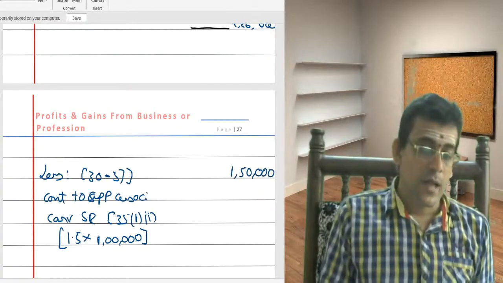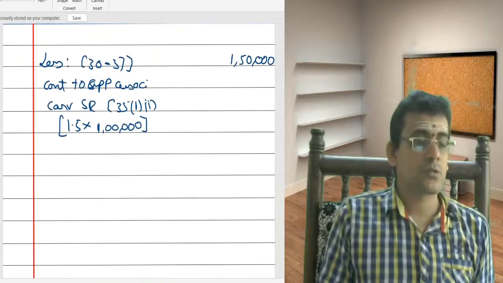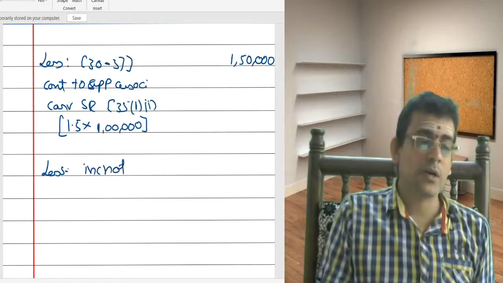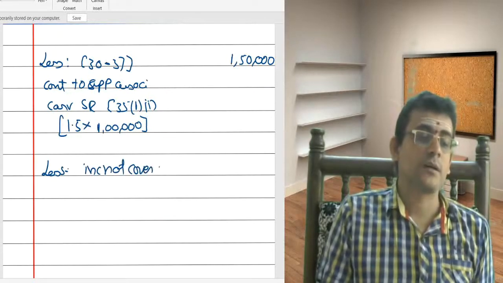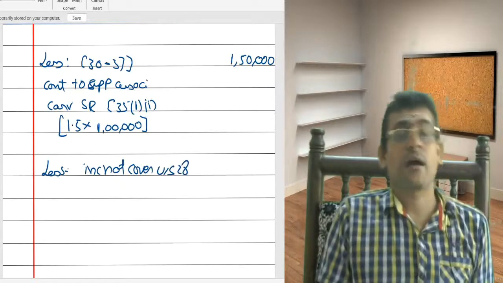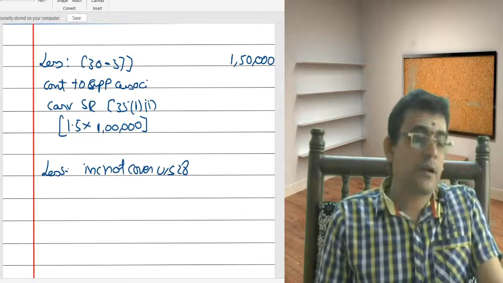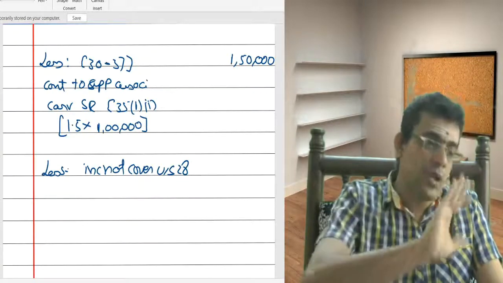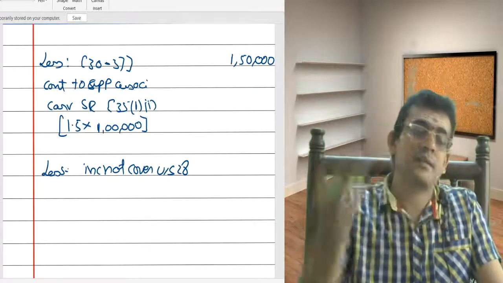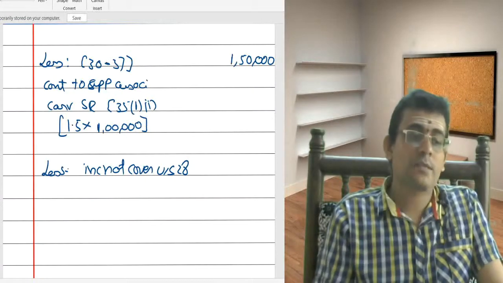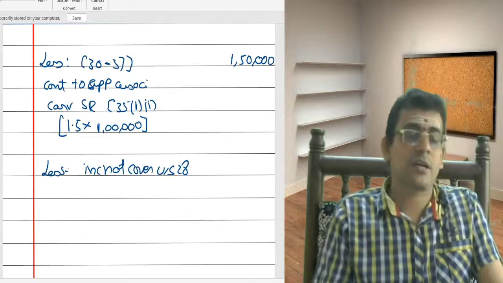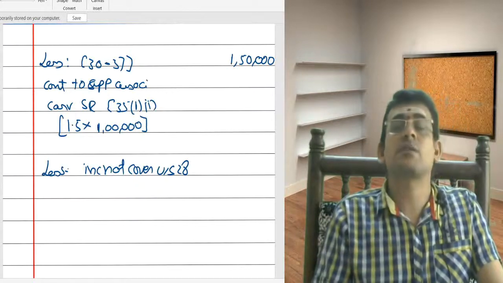Then along with this, one more thing also I have to reduce. What does 29 say? Less, incomes not covered under section 28, I need to reduce. Now in the profit and loss account on the credit side, see, already we have put our focus on the debit side. Now you should focus your concentration on the credit side. Along with this, what else do I have to reduce? Deductions allowable under section 30 to 37, that means which are not considered in your profit and loss account.